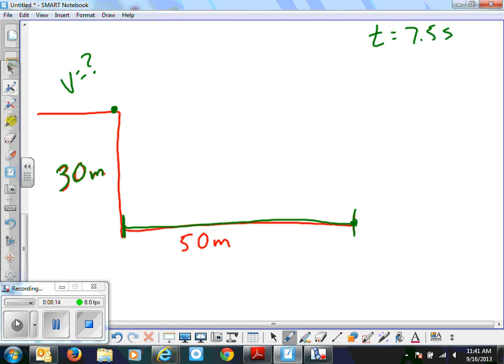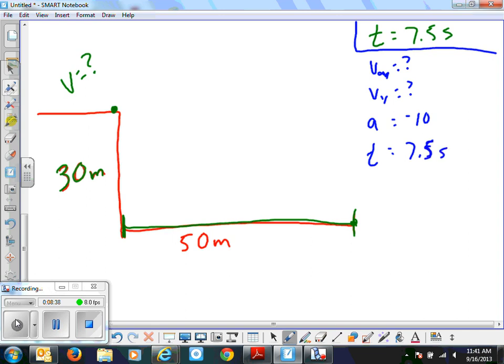Well, if you don't know what to do, you start writing down things that you know and things that you don't know. Okay, so I'm going to start with a y checklist. My velocity initial in the y, I don't know. Velocity final in the y, I don't know. Acceleration in the y, negative 10. Time in the y, 7.5 seconds. Displacement in the y, negative 30 meters. Okay, so like I said, I'm not going to help you if you don't do this stuff first, right?